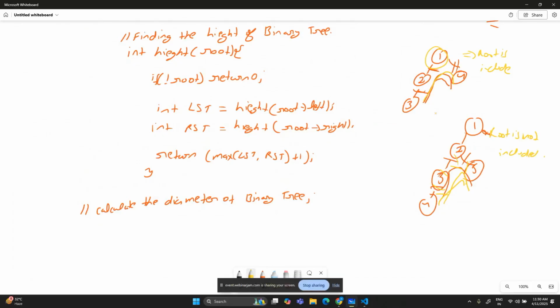So class, what can we say? It is not necessary that the root is always included while calculating the diameter of a binary tree. On the other hand, when we are calculating the height, the root is always included. But when we are calculating the diameter, the root may or may not be included. So the real question is, how can we find the diameter of a binary tree?